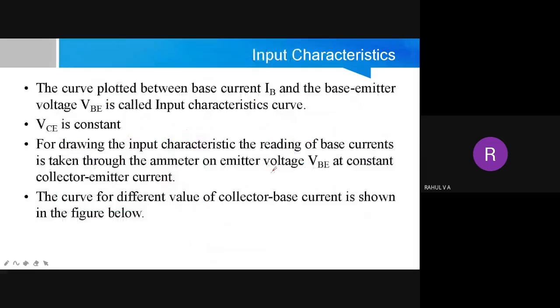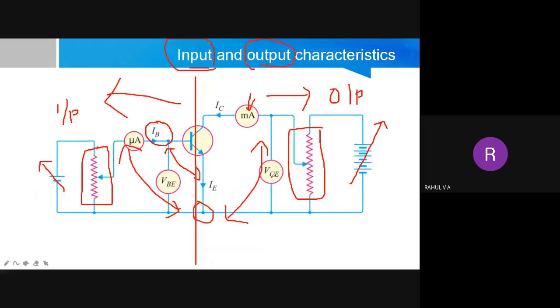And now let us discuss input characteristics. What is input? So as I told, there are two characteristics we have to plot. One is input characteristics and another is output characteristics. First we will plot input characteristics.